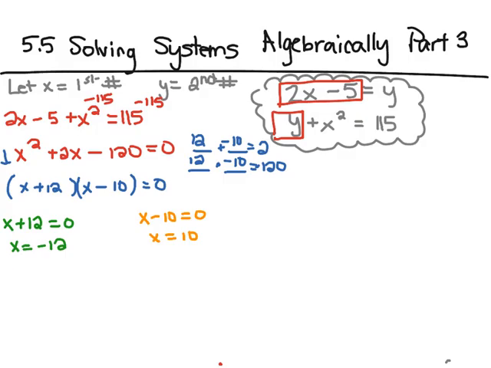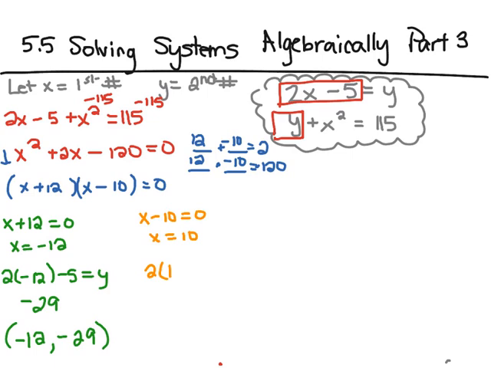So we're plugging negative 12 in for x, so 2 times negative 12 minus 5 equals y, and you should get negative 29. So our first solution would be negative 12 is our first number, and negative 29 is our second number. For the second one, we have 2 times positive 10 minus 5 equals y. You should get 15. So our solution will be 10 as our first number and 15 as our second number.